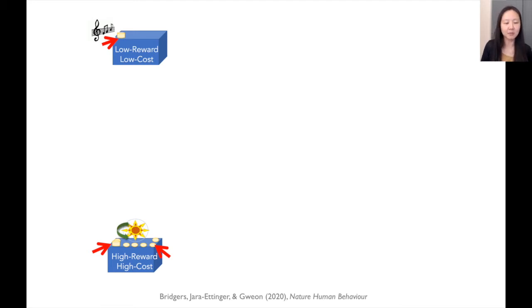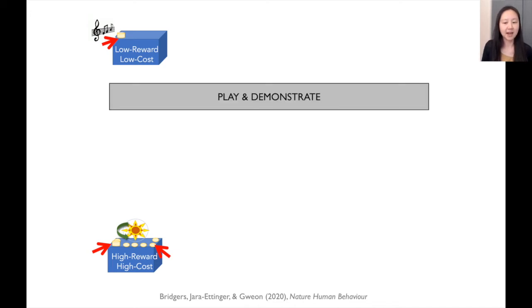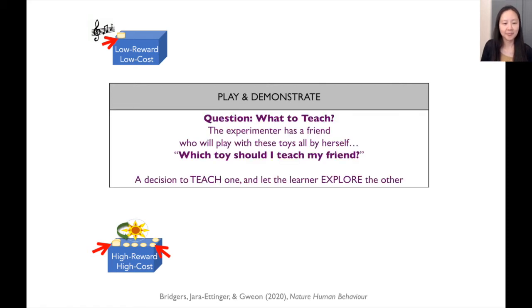So children played with both toys. They learned how they work. They were able to demonstrate back to us. And then the experimenter asked them a key question. The experimenter says, I have a friend who's going to play with these toys all by herself later. Which toy should I teach my friend? So this is a decision for them to teach one toy and let the learner explore the other one.